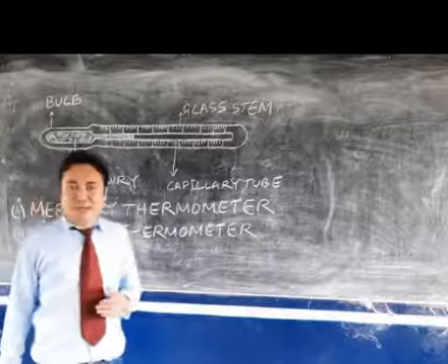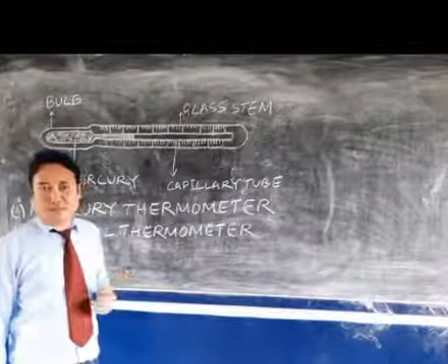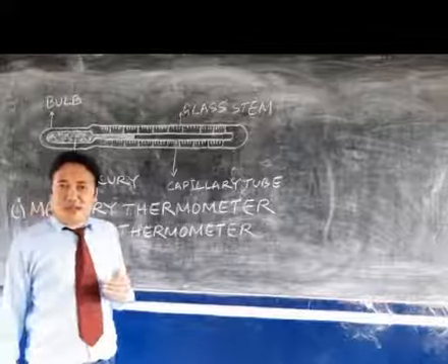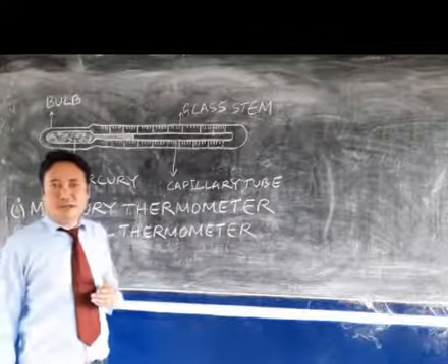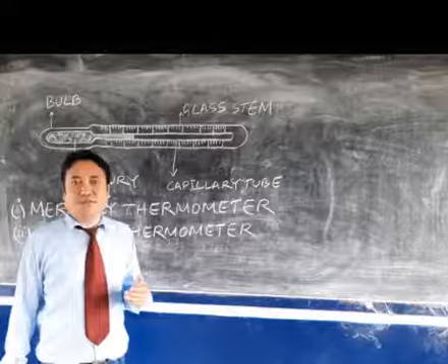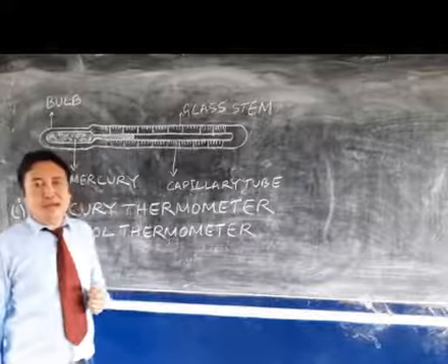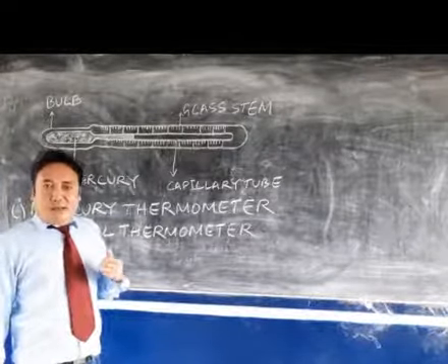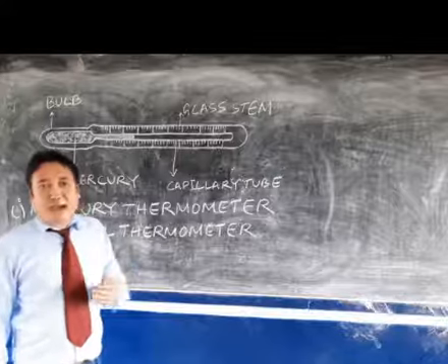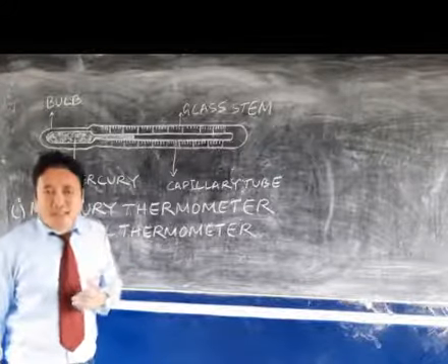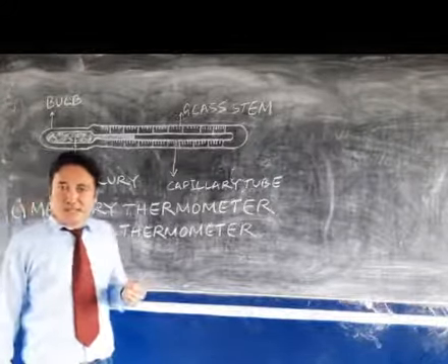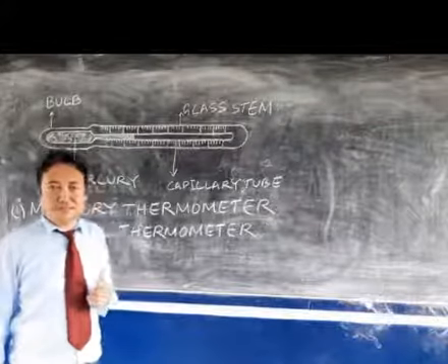So one of the thermometers is the clinical thermometer. This clinical thermometer is used by doctors to measure the temperature of the human body. And this thermometer is marked in two scales here. One is a Celsius scale, the other one is a Fahrenheit scale.